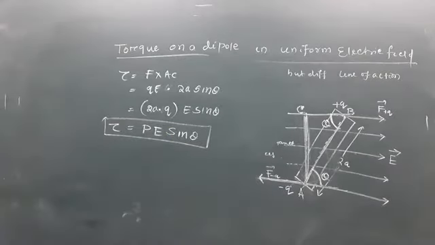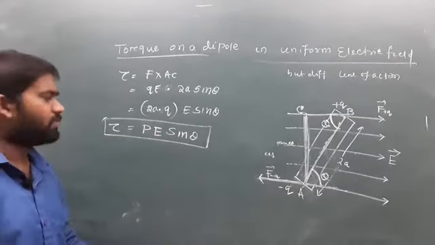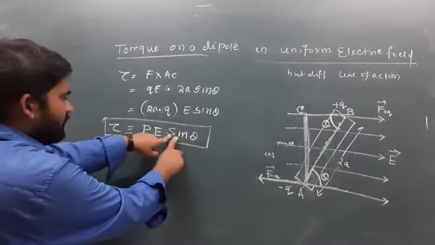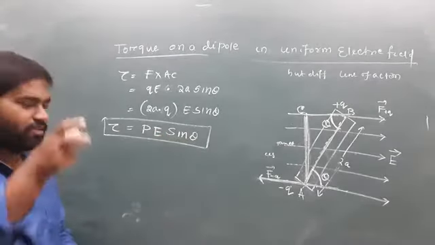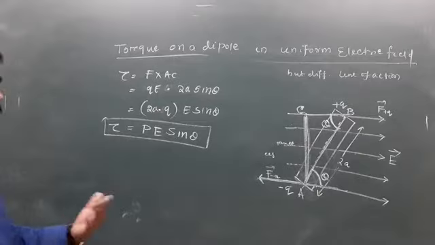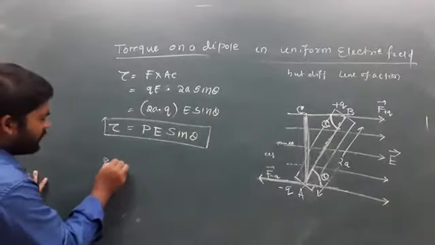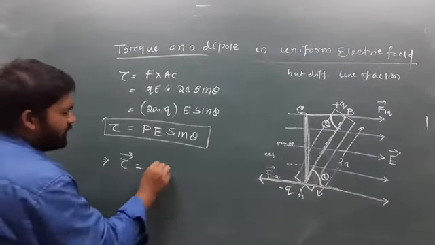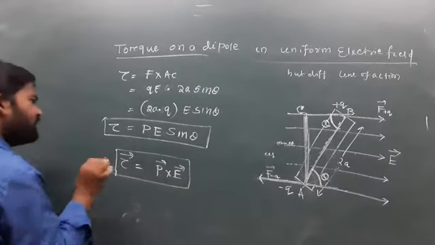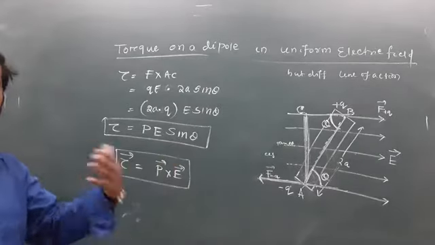But if we observe, tau is a torque, a vector quantity, the electric dipole is also a vector quantity, and the electric field is also a vector quantity, and between the two vectors there is an angle theta. When the angle between two vectors appears as sin theta, it indicates a cross product. So we can write tau equal to P vector cross E vector, or simply P E sin theta n cap.